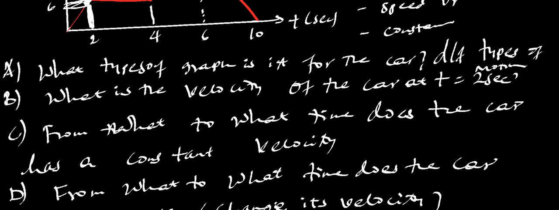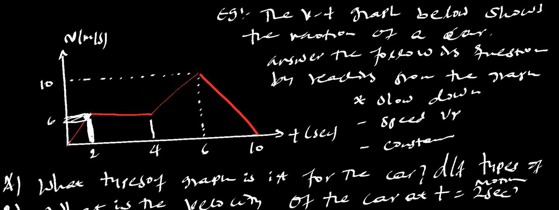C, from what time to what time does the car have a constant velocity? Here is the constant velocity. Therefore, the car has a constant velocity from 2 seconds up to 4 seconds. From this point to this point, the velocity is constant.